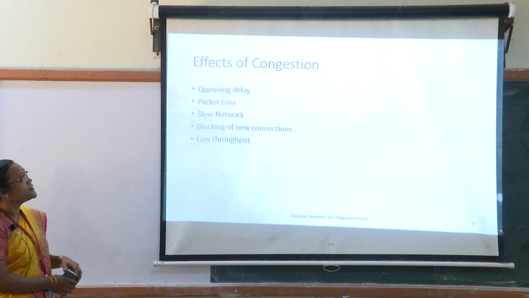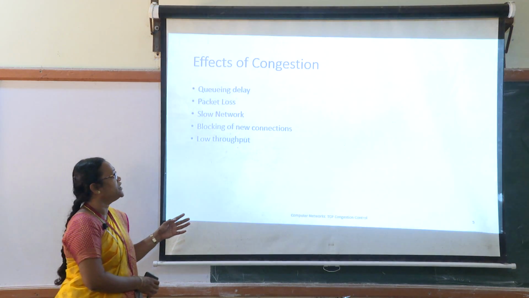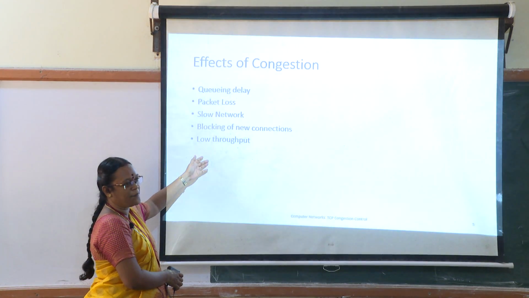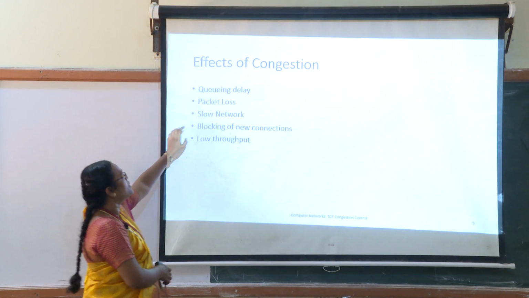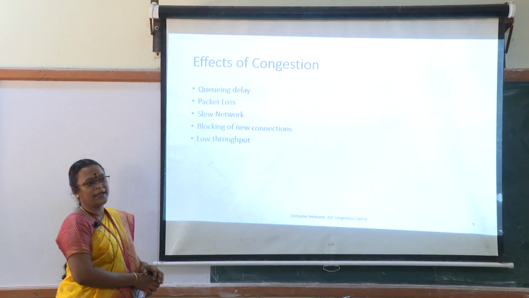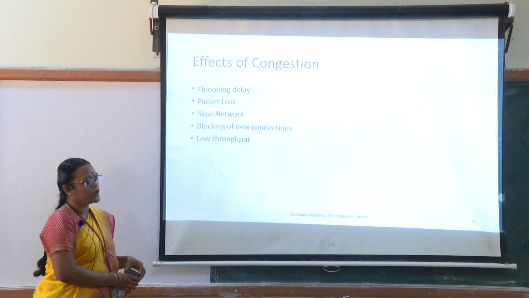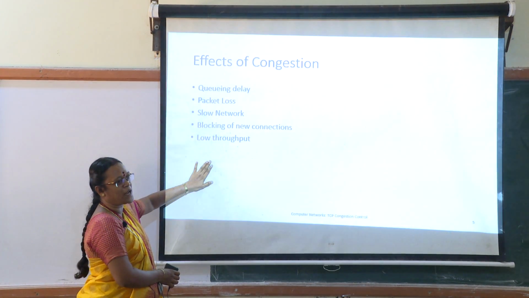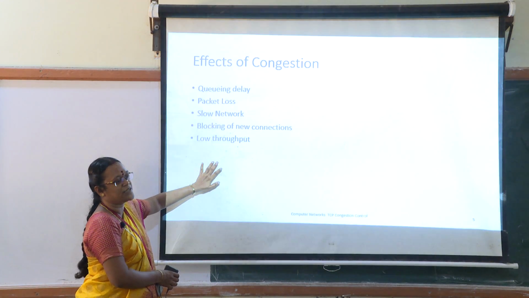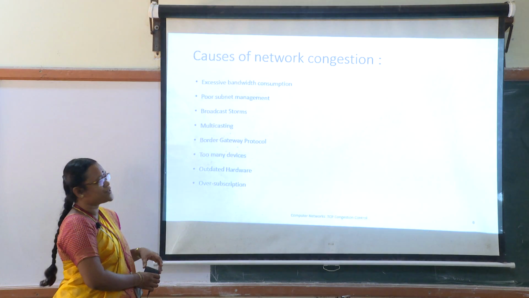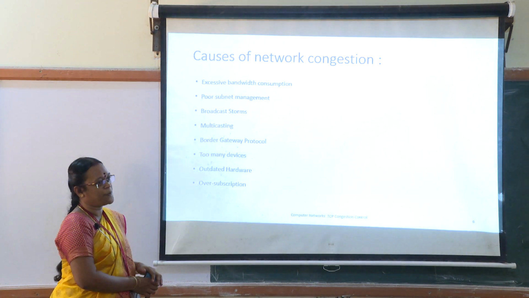Next slide. So these are the causes of congestion. If the congestion has happened, these are the parameters which will be handled as difficult constraints: queuing delay, packet loss, slow network, blocking of new connection, and the last one is low throughput. So all these parameters will be the defects, the major criteria if congestion has occurred. Okay, next we are going to see the causes of how the congestion has occurred.